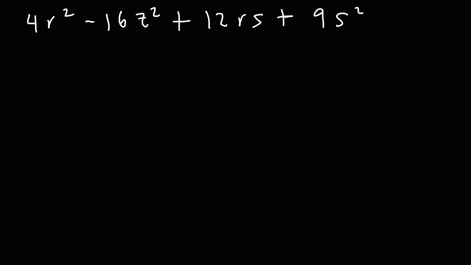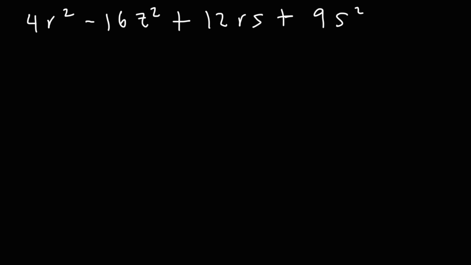Now let's try another problem. This one is going to be different than the last one. Let's say we have 4r squared minus 16z squared plus 12rs plus 9s squared. How can we factor this expression? Feel free to pause the video and try this problem. Now we can't use the quadratic formula. It's not going to help us here.